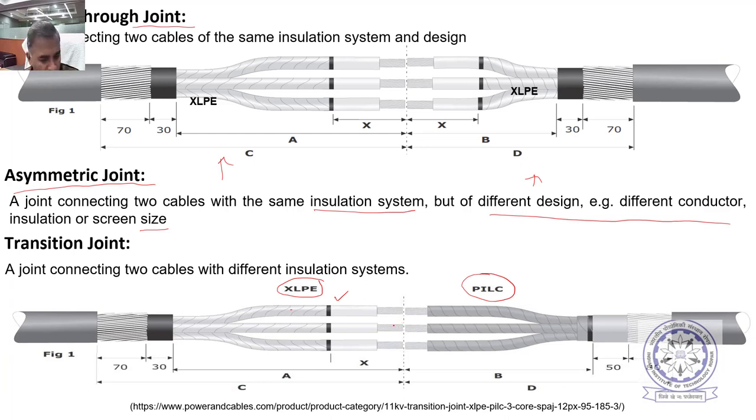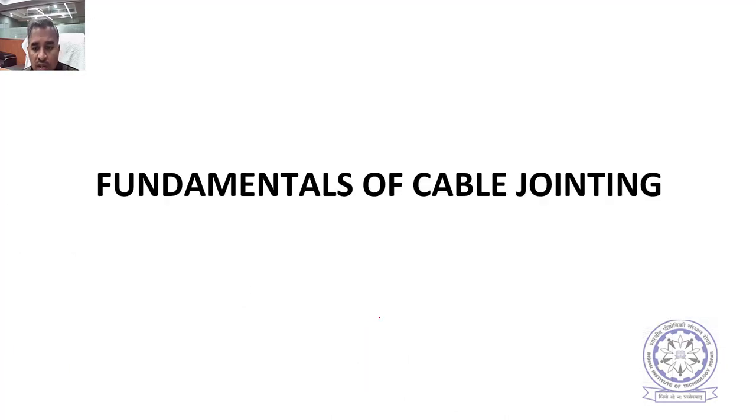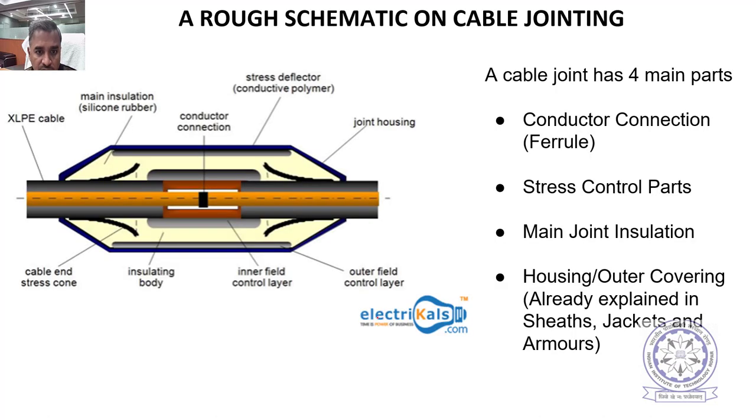This happens, for example, when old installations are using paper insulated cables, while the new installations are cross-linked polyethylene. When these have to be joined, then obviously we have to use such a kind of joint, which is known as a transition joint. And now, fundamentals of cable jointing.